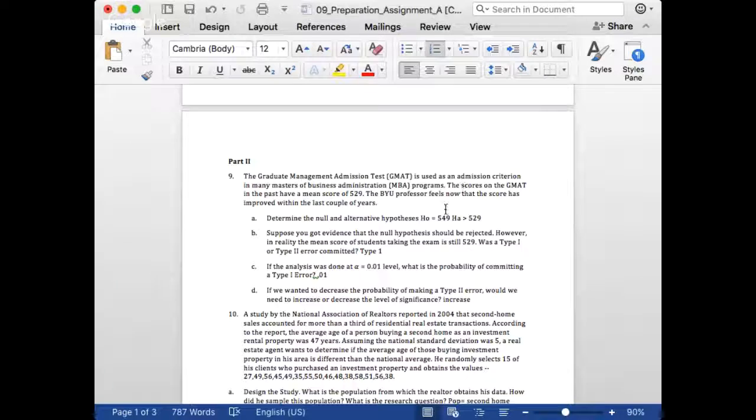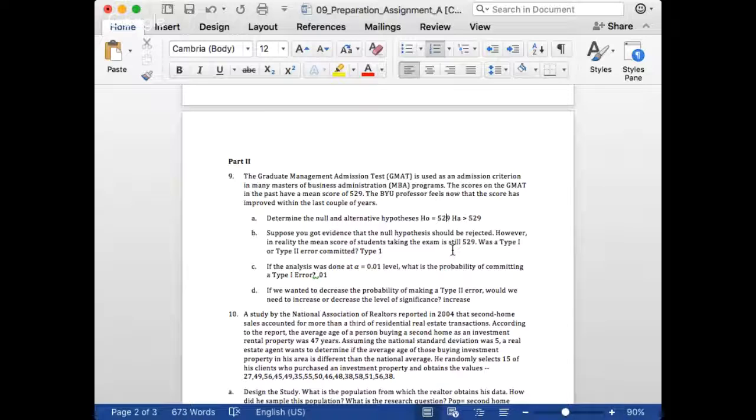It's a little hard to write it on the computer because it's Greek letters. But essentially, the null that you should have gotten is 529, and that is the mean, the parameter. That makes sense? Yep, it does. All right, and then what you're testing is your alternative, that the score has improved, so it's greater than 529.